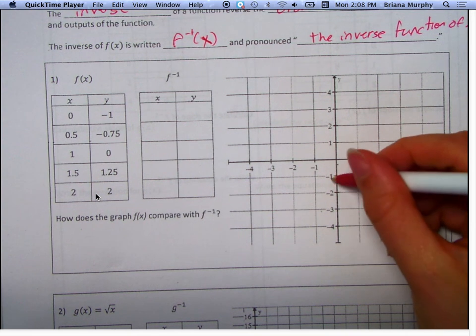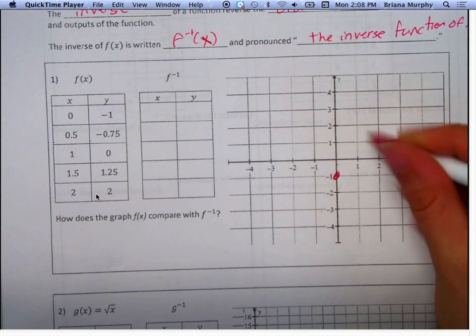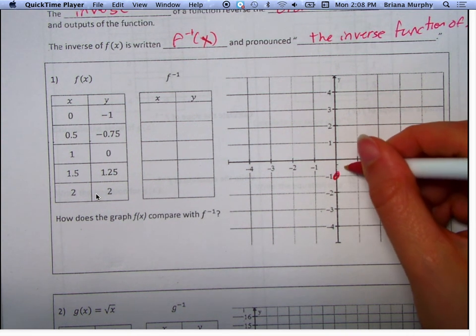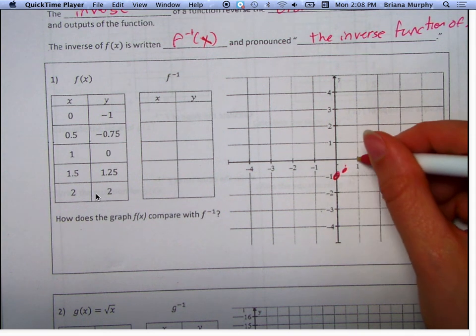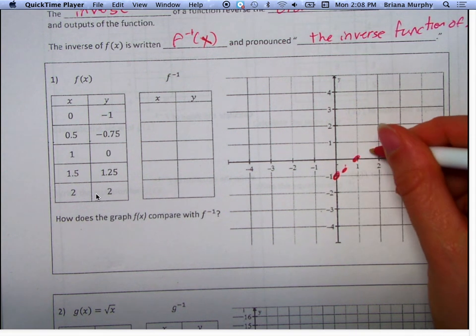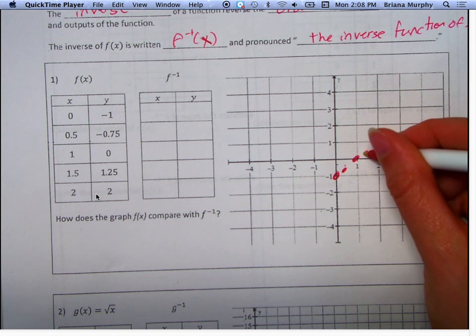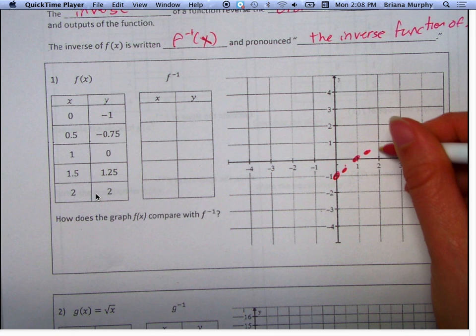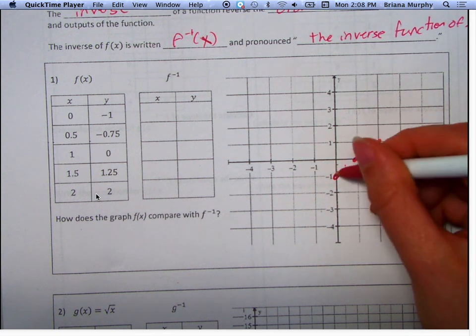At 0, I'm at negative 1. At 0.5, I'm at negative 0.75. At 1, I'm at 0. At 1.5, I'm at 1.25. And at 2, I'm at 2. So here we go.